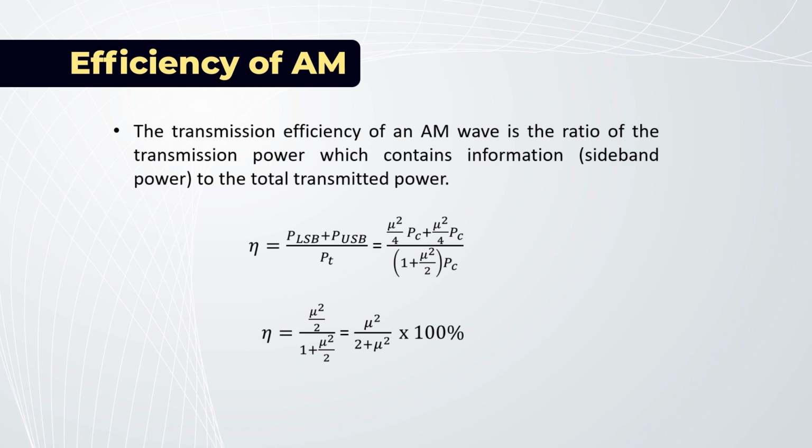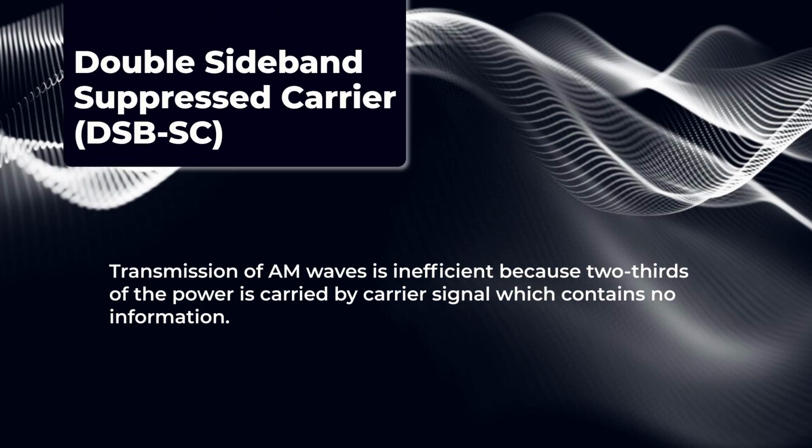In terms of modulation index mu, it can be written as mu square upon 4 into Pc plus mu square upon 4 into Pc divided by total power, that is 1 plus mu square upon 2 whole multiplied by Pc, which can be simplified as eta is equal to mu square upon 2 divided by 1 plus mu square divided by 2, or eta is equal to mu square divided by 2 plus mu square into 100%. Next we will see double sideband suppressed carrier.